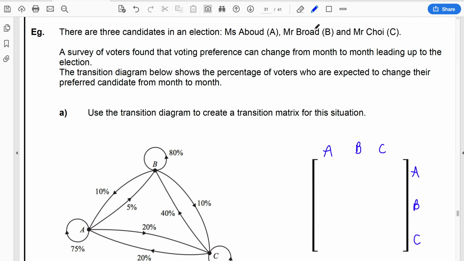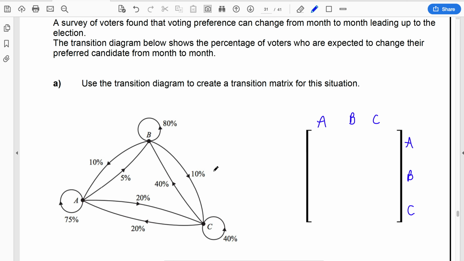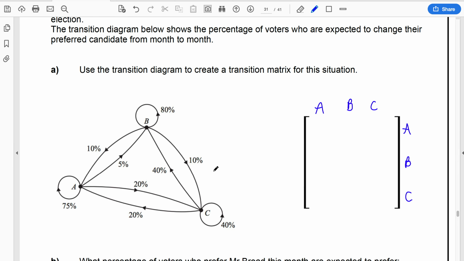We've got 3 candidates in an election. So A, B, and C are representing these 3 candidates. So the actual transition that's happening here is the voters changing their preference from one of these candidates to another in those months leading up to that election. So this transition diagram is showing those percentages of voters that are changing their decision on the candidate that they like from month to month.